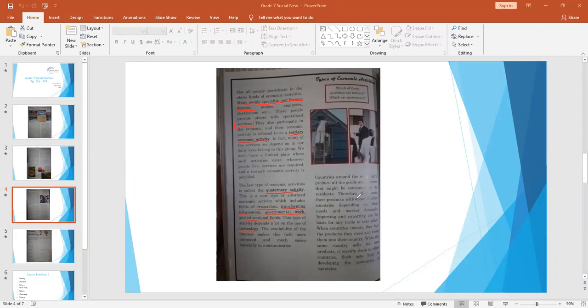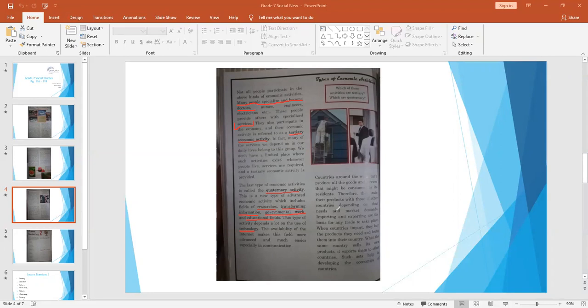Therefore, they trade their products with those of other countries, depending on their needs and market demands. Importing and exporting are the basis for any trade to take place. When countries import, they buy the products they need and bring them into their country. When the same country sells its own products, it exports them to other countries. Such acts help in developing the economies of countries.